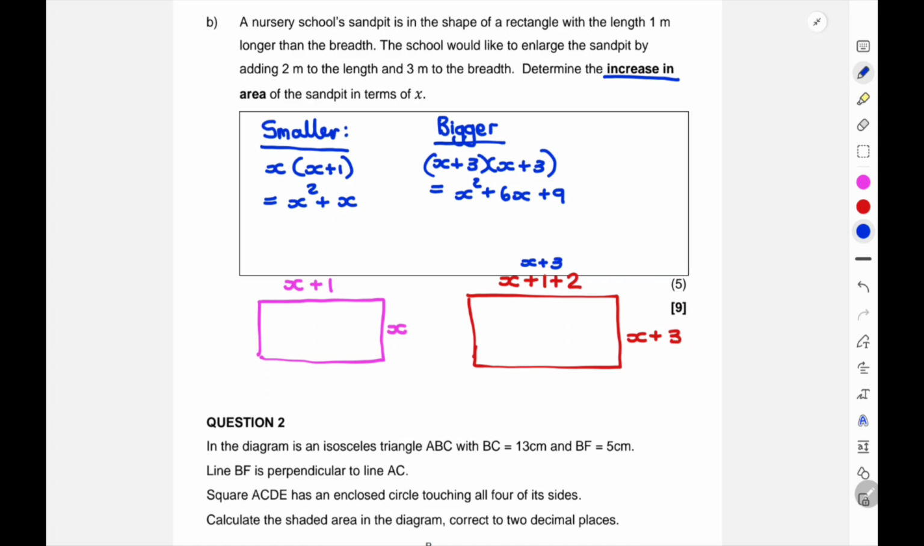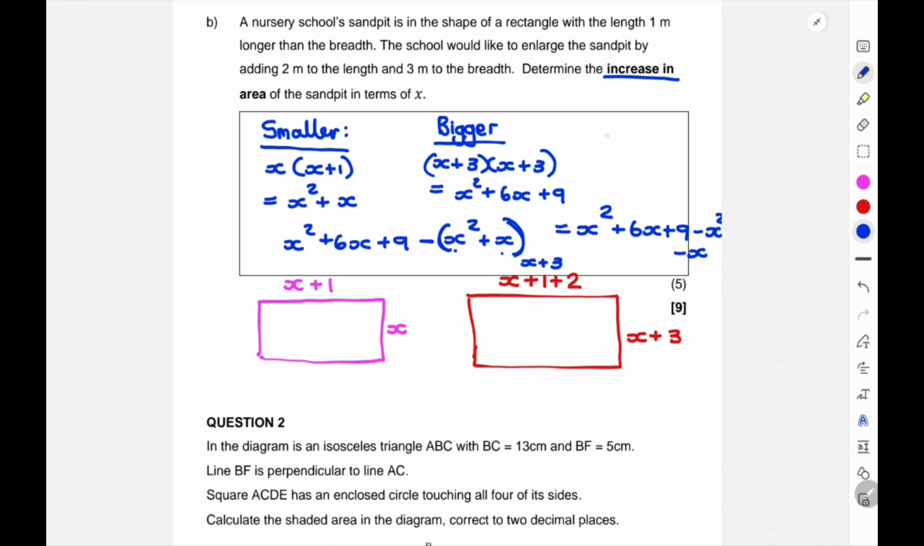So we need to take the bigger sandpit and subtract the area of the smallest sandpit from it. Remember, whenever you're subtracting more than one term, you have to put brackets so that the negative goes to both terms inside the bracket. So this will give you x squared plus 6x plus 9 minus (x squared plus x).